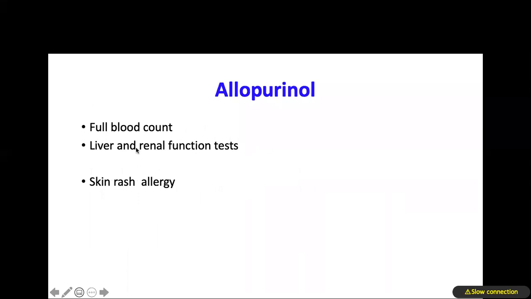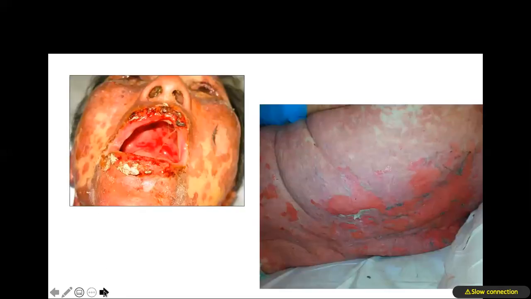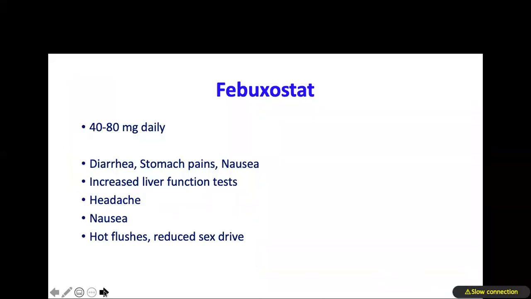So you need to monitor the liver functions and the full blood count. Skin allergies: there is a fatal skin rash which can happen, and you have to avoid that, right? So if the patient develops even one skin lesion, they must stop the drug. Febuxostat is generally easier to tolerate, but as I said, this slide was made before, and I forgot to change it: there is a black box warning about cardiovascular risk. So you have to be careful using it in patients with high cardiovascular risk.